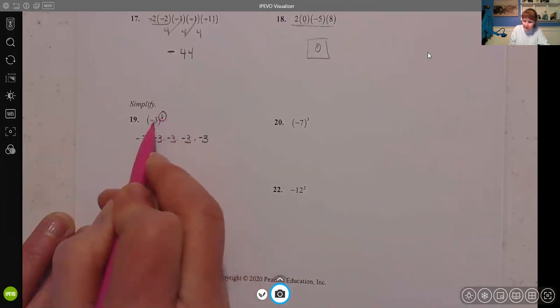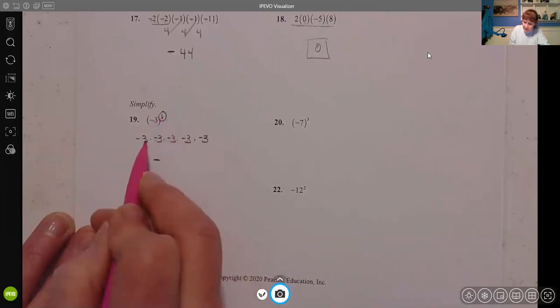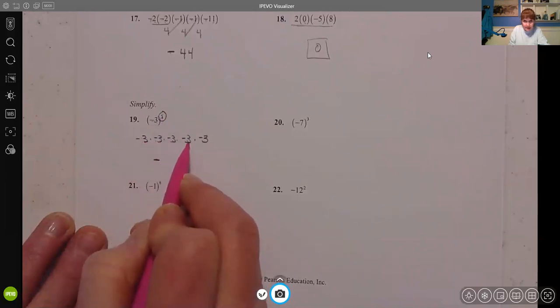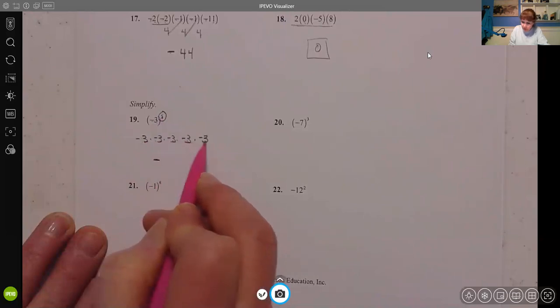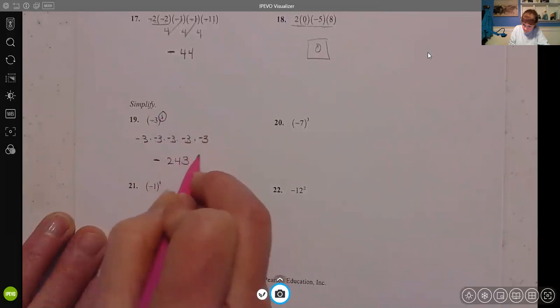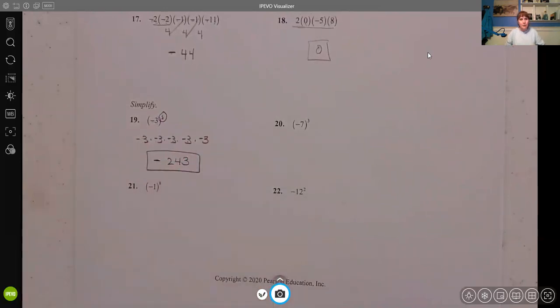So I have an odd number of negatives. And then you take 3 times 3 is 9, times 3 is 27, times 3 is 81, times 3 is 243. Negative 243.